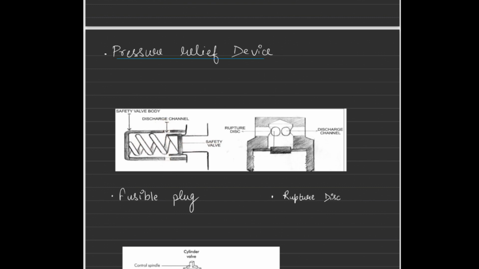Then we have other types of pressure relief devices as well. We have fusible plug, we have rupture disc. Fusible plug senses temperature, rupture disc senses pressure. So what happens is, increase in temperature or increase in pressure leads to breakage of the disc, which leads to opening of the discharge channel. This is the basic concept.